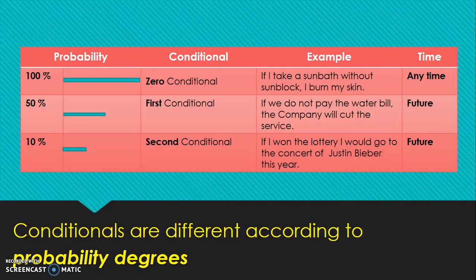Conditionals are different according to probability degrees. For example, we have zero conditional with 100% of probability, first conditional with 50% of probability, and second conditional with 10% of probability.